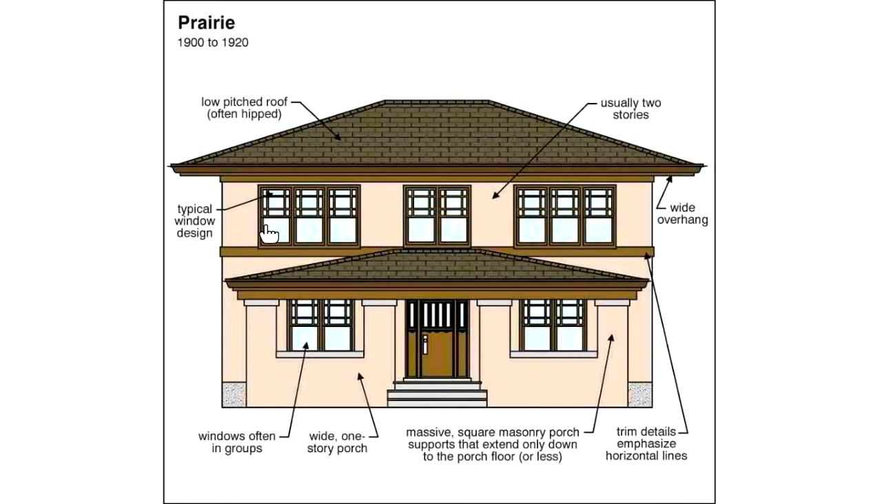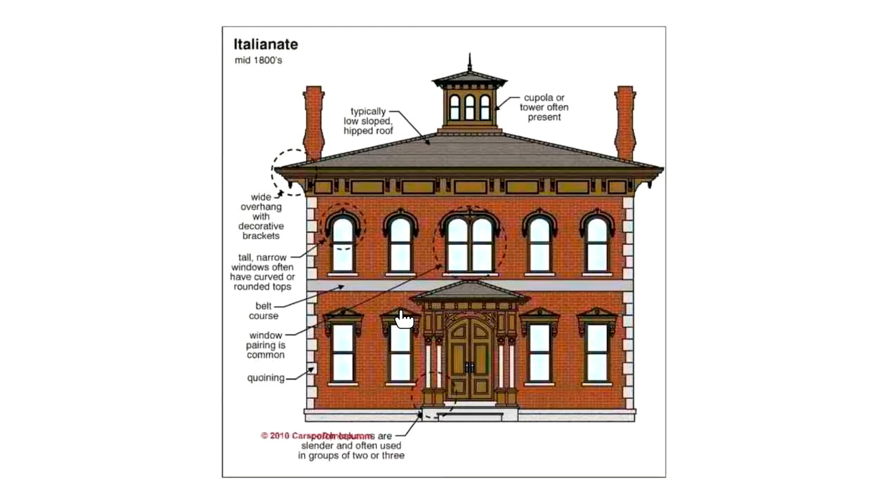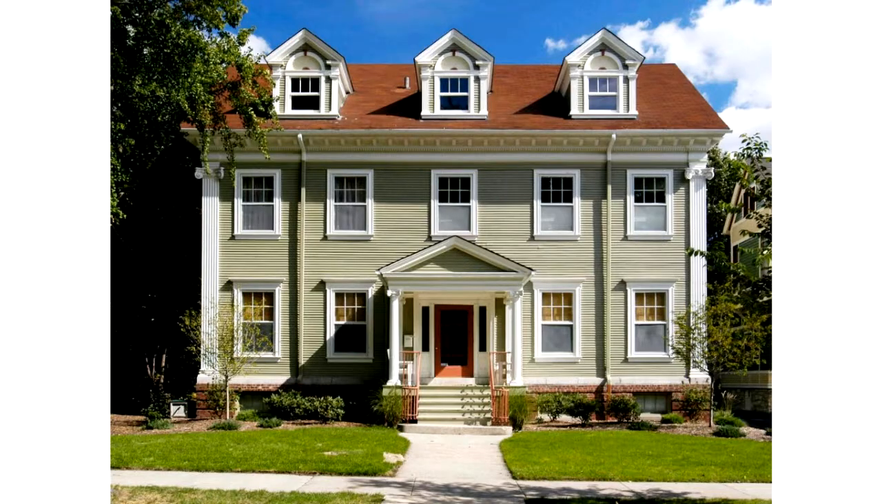And what they did was they grouped the windows together. They call it a ribbon of windows, so banding the windows together, as opposed to, I'm going to go back to our pink house again. As opposed to the pink house, each window is a punched opening in the Victorian houses. In the Italianate houses, each window is a punched opening. And in the colonial houses too, each window is a punched opening. So what the prairie houses are doing is they're grouping the windows together and making a band of them across.